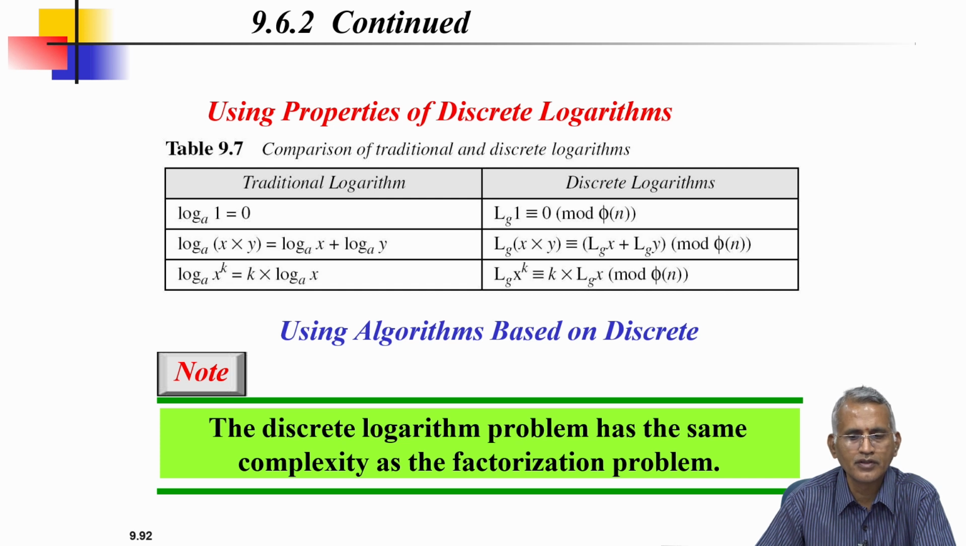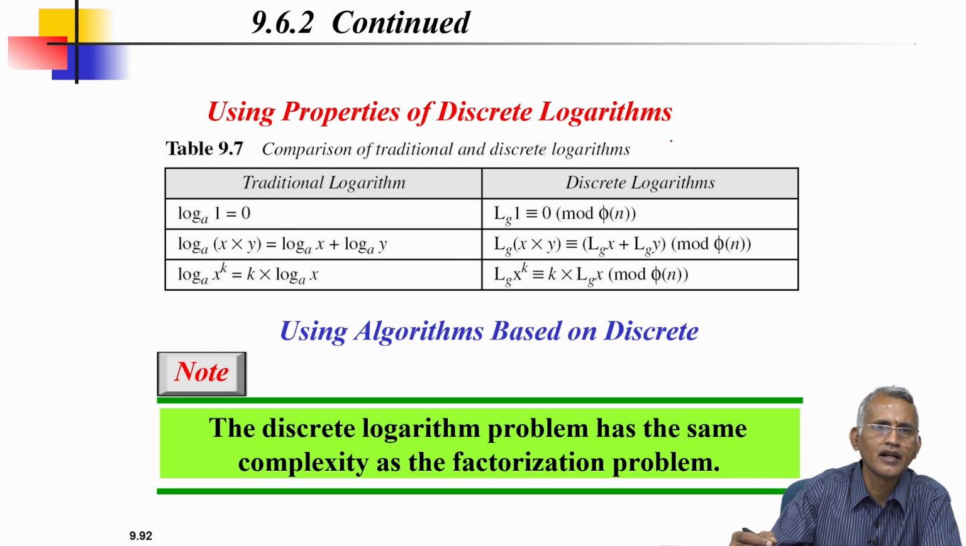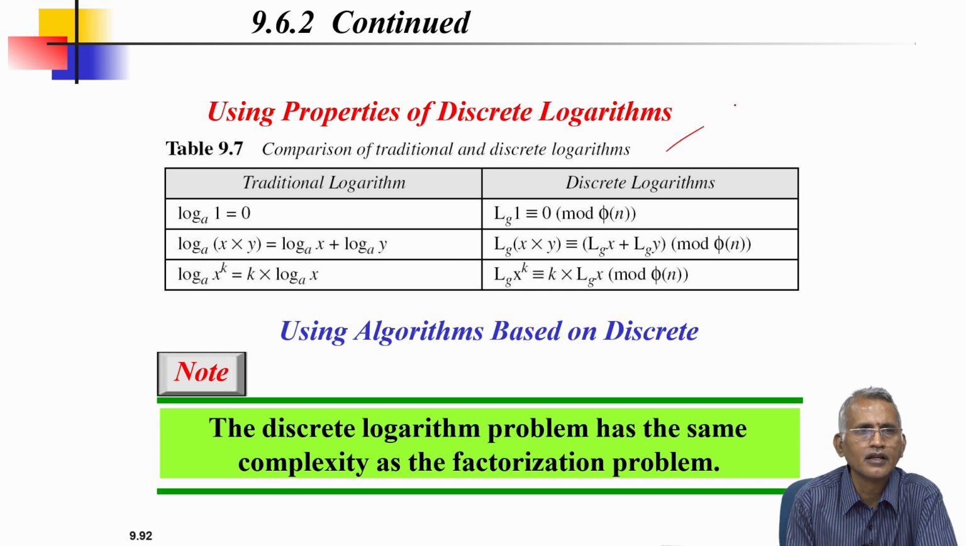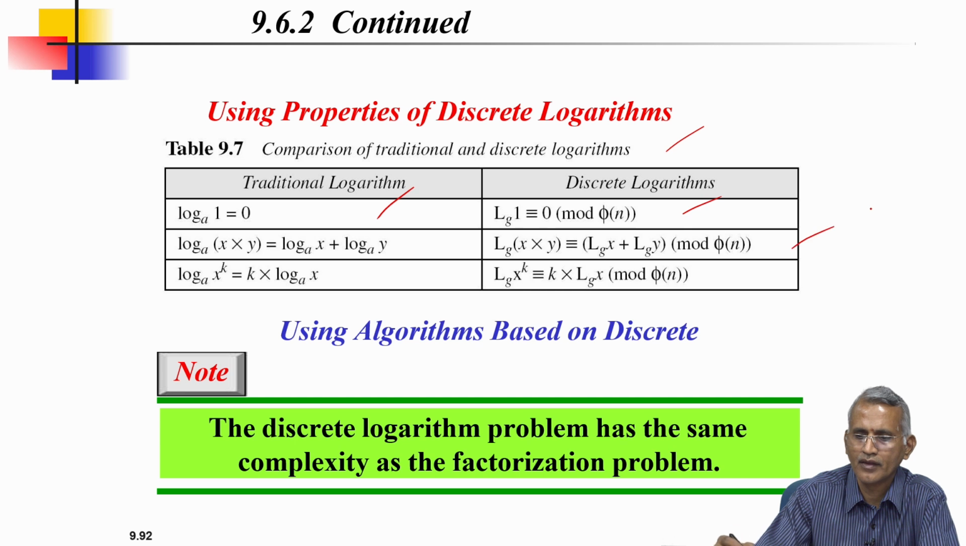Now, using the properties of the discrete logarithm, we have a comparison of traditional and discrete logarithms. The log of 1 base a is 0, and L_g(1) is 0 under modulo phi of n; that is the difference between the traditional logarithm and the discrete logarithm. So, log of xy equals log x plus log y, and in the same way the discrete log of xy equals this under modulo phi. The discrete logarithm is based on the totient function.